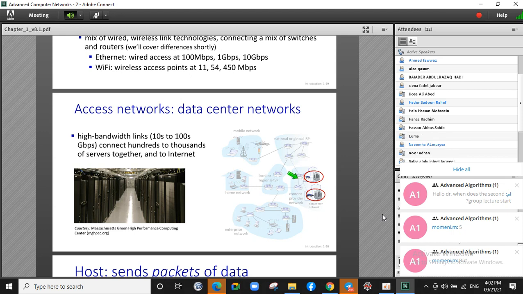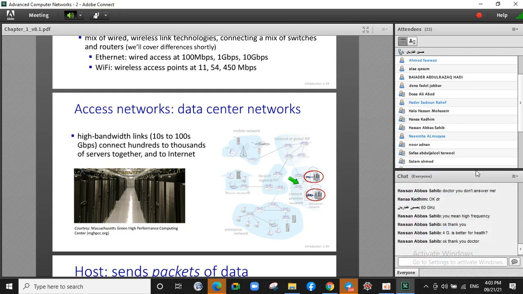And data centers are directly connected to backbone networks and to very high bandwidth links in the internet. In an access network, you are connecting to low bandwidth or medium bandwidth links, but data centers are connected to very high bandwidth links. Directly, they are connected to the backbone of the internet.